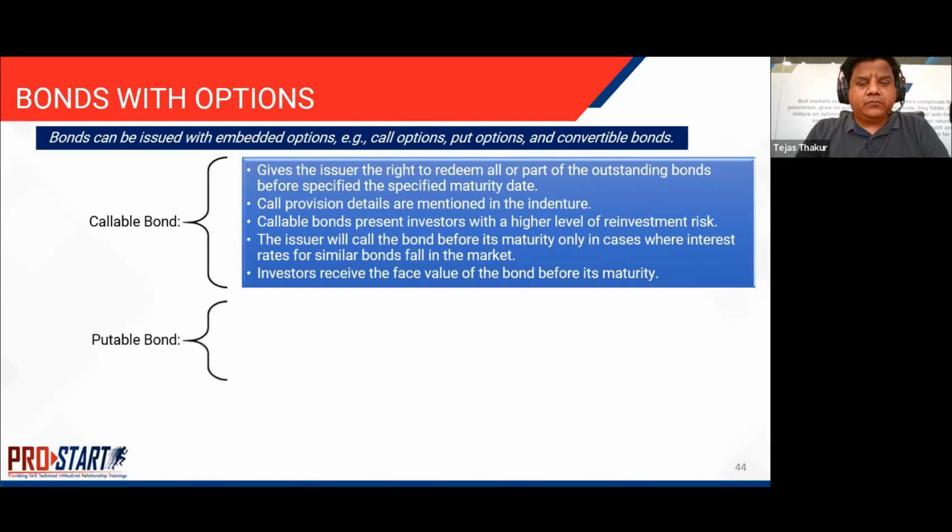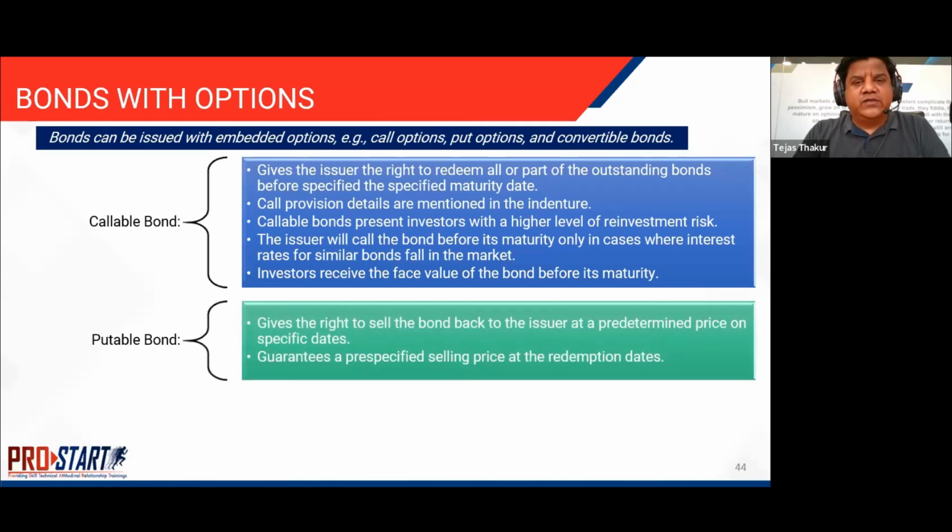Next is the putable bond. What does this mean? It gives the right to sell the bond back to the issuer at a predetermined price on specific dates. Who is able to put it back in the market? The owner of the bond, the investor of the bond. So it is the right of the investor to sell the bond back to the issuer, and this is at a predetermined price. So it is again mentioned in the indenture. This guarantees a pre-specified selling price at the redemption dates. So there will be a date, and if on that date I wish, I can sell it back to the issuer. So here the risk is lesser or absent on the part of the investor, but the risk exists with the issuer of the bond. So this is the putable bond.